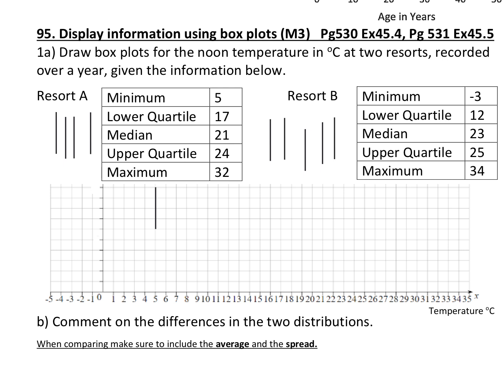Then take my next one, 17 for the lower quartile, so I need a line at 17. And then the median is 21, so a line at 21. Upper quartile 24, and the maximum 32. So you don't need to mark on what they are.